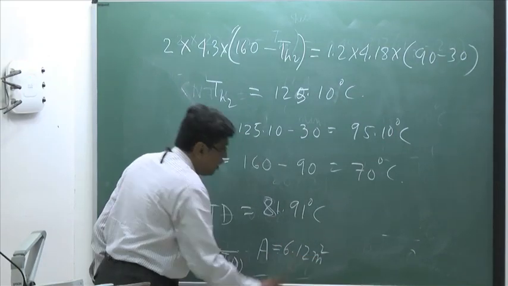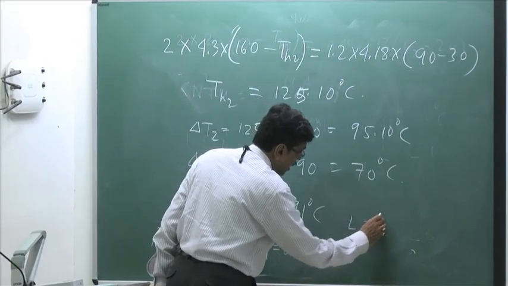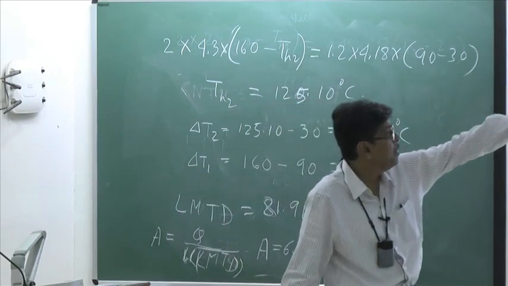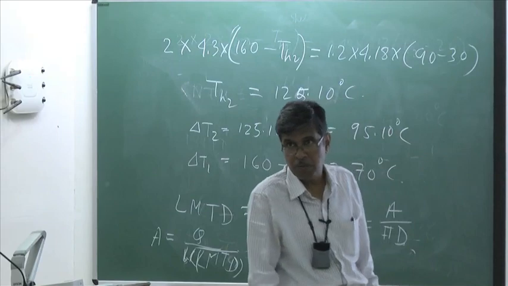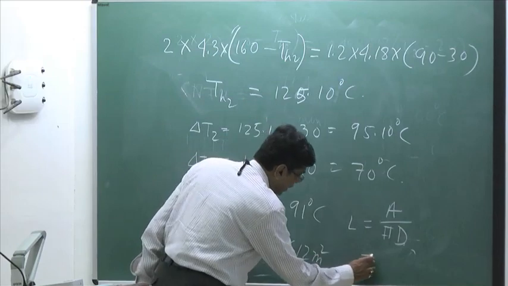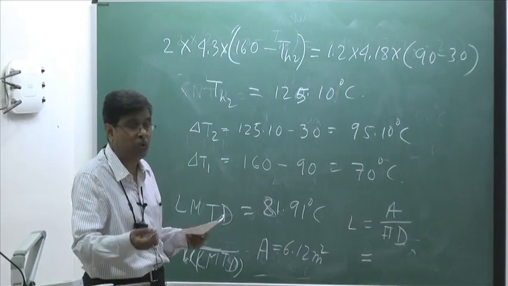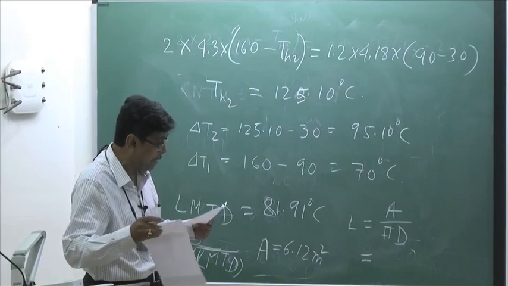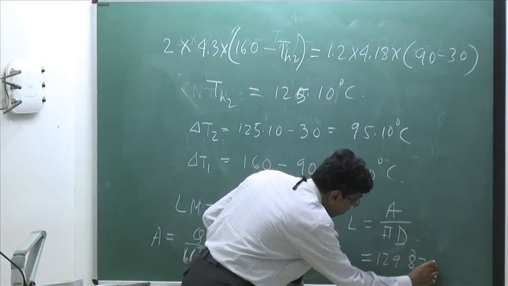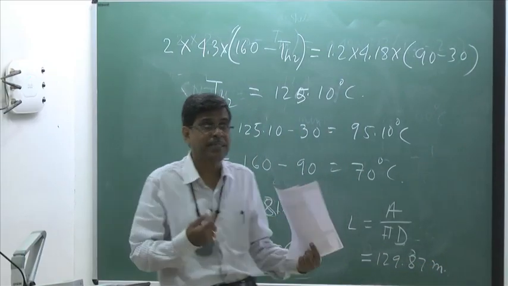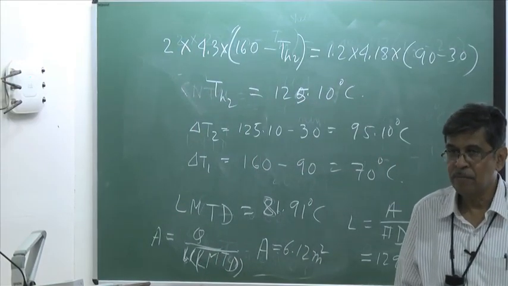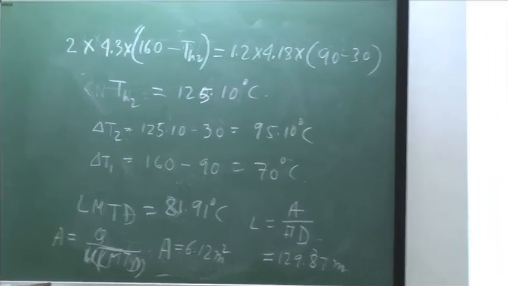And L is equal to A by pi d, and the diameter is given as 15 millimeter. We have to put it into meters, that means 0.15 meter. Since it is thin wall, the outer and inner diameters are the same, and finally we get L equal to 129.8. So this problem is just the reverse. LMTD is straightforward. Clear? Because it is a sizing problem.